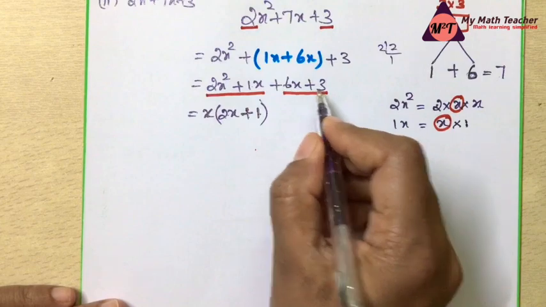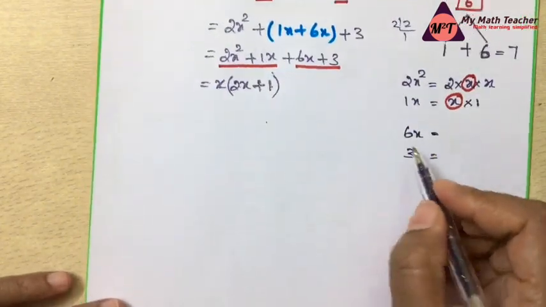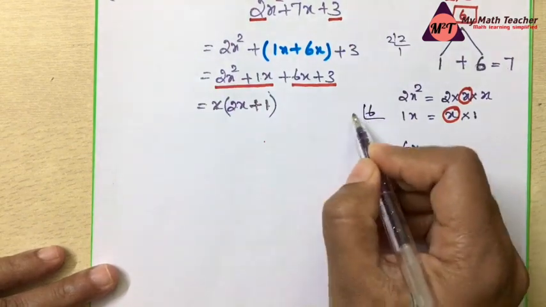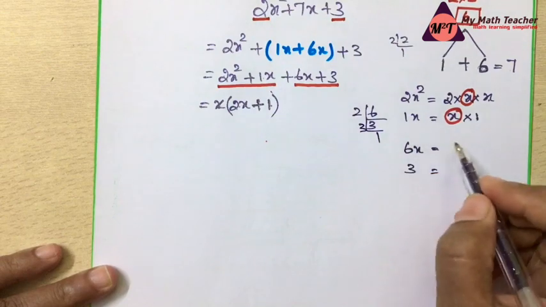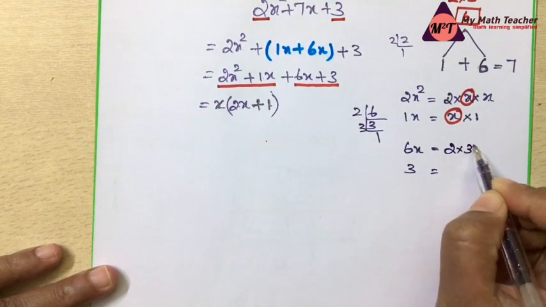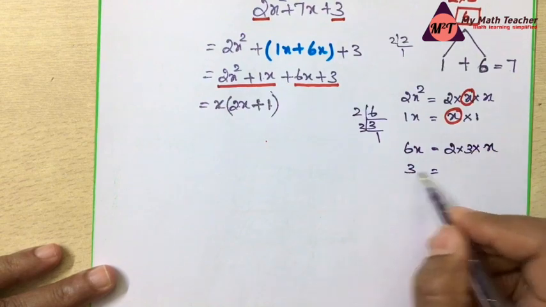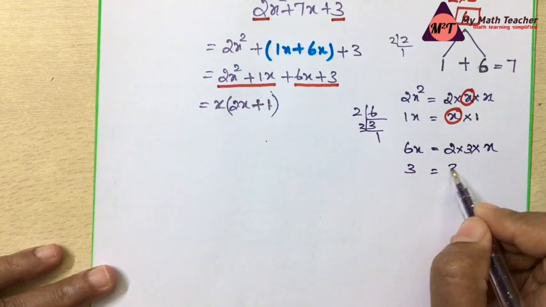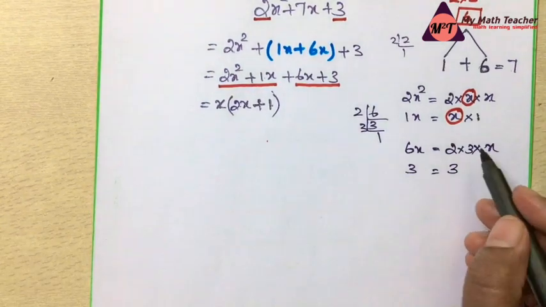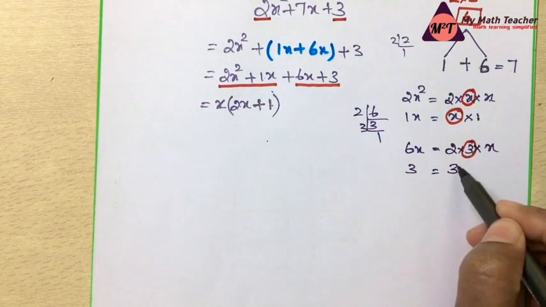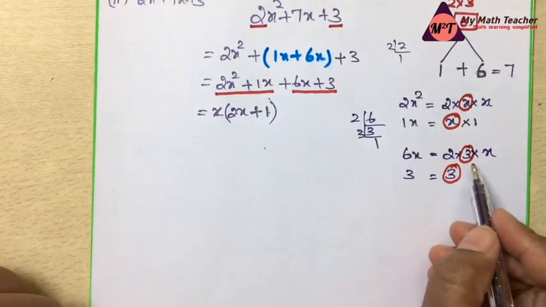The same way, let us do this for the last two terms. 6x here. The last one is 3. Now, do the prime factorization for 6. That is 2, 3, here 3, 1. So, it can be written as 2 into 3 into x. 2 3s are 6, 6 into x. Here we have got only 3. There is no variable. So, write it as it is. Now, look for the common factors. Here it is 3 here and 3 here.